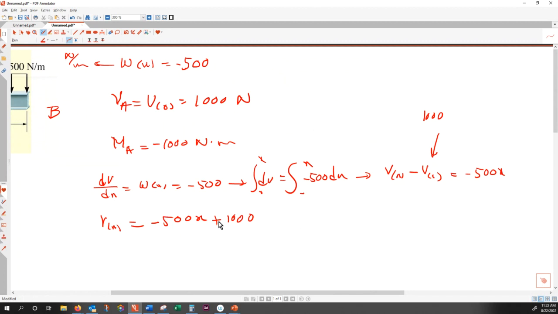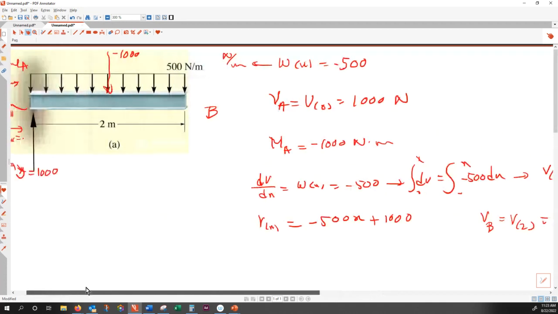Okay, I can test this one. At the starting point, V of 0 is 1000. And what about V at the end point? V of B, that is V at x equal to 2, that is minus 500 times 2 plus 1000, which is equal to 0, right? So the end value is 0. How does V change? The V variation is a line with a negative slope.